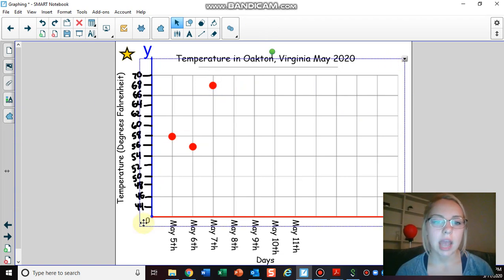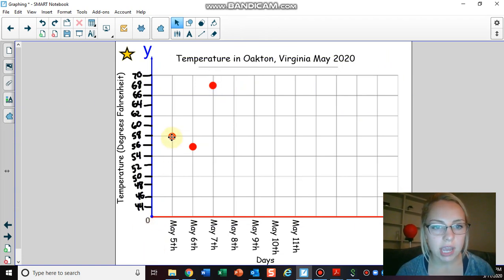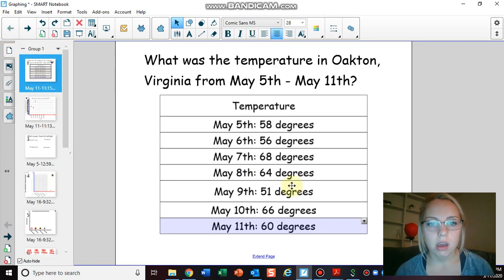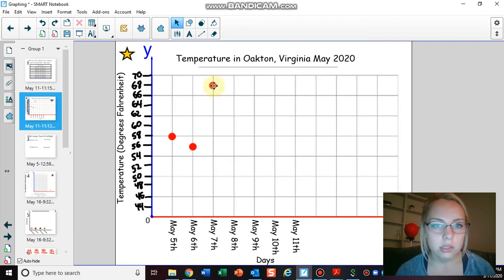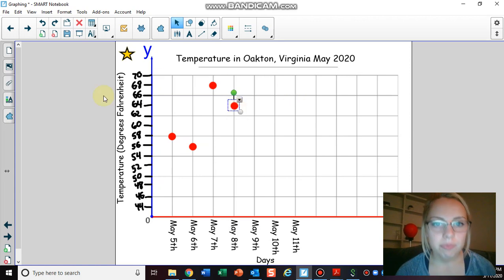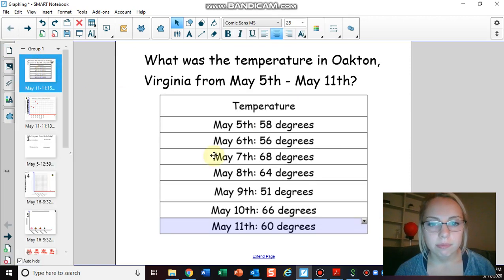Okay. Now we have three data points, 58 degrees for May 5th, 56 degrees for May 6th, and 68 degrees for May 7th. Now back to our data chart. On May 8th, the temperature was 64 degrees, so we will put another red dot for May 8th, lining up with 64. Back to our data chart. For May 9th, the temperature was way down to 51 degrees.